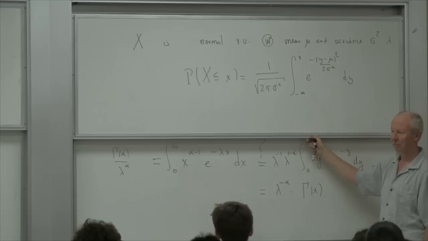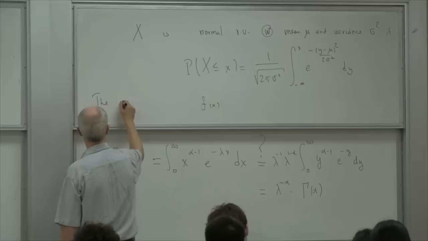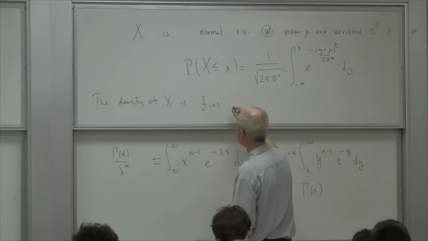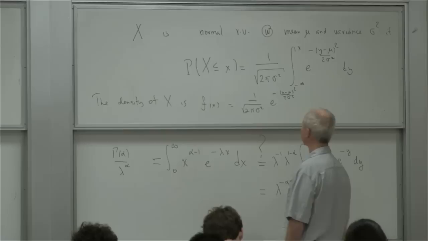And the graph of this function, the density then, this statement is equivalent to saying the density of x is 1 over root 2 pi sigma squared e to the minus x minus mu squared over 2 sigma squared.